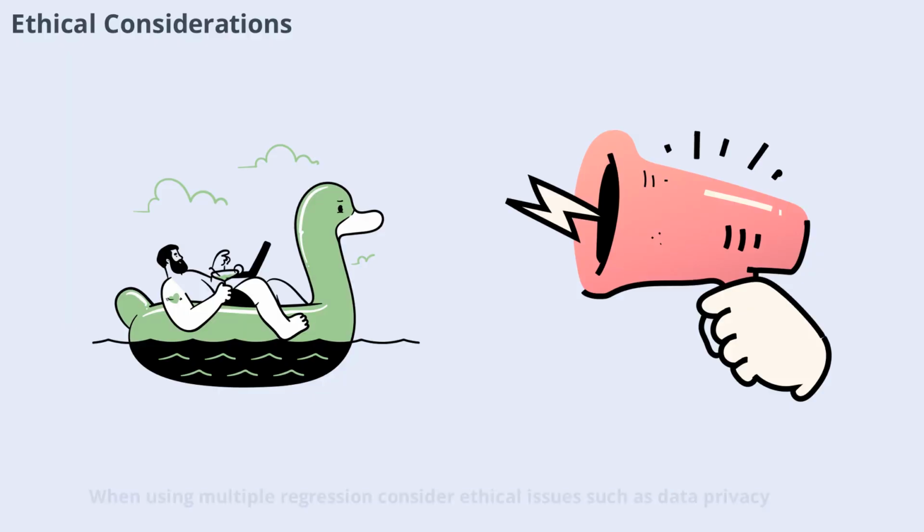In using multiple regression, consider ethical issues such as data privacy, informed consent, and potential biases in your data or model. Responsible analysis means being transparent about limitations and ensuring your findings are used appropriately. Ethics should always be part of your analytical process.